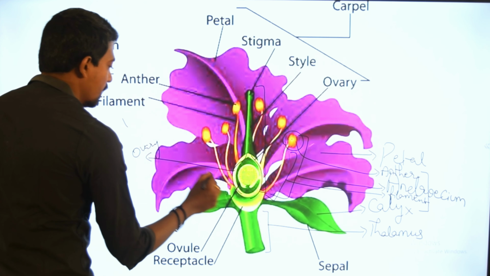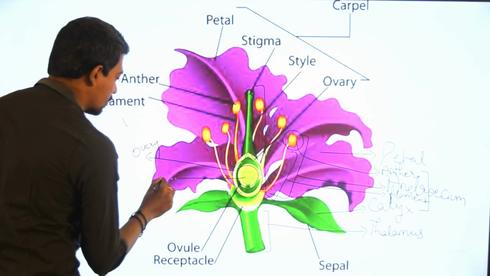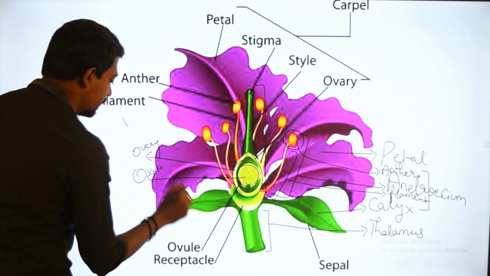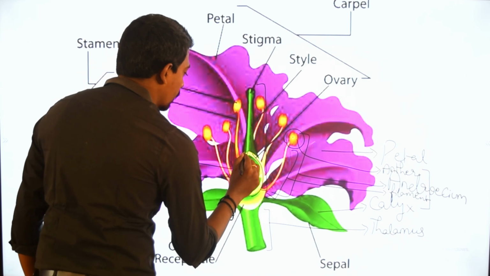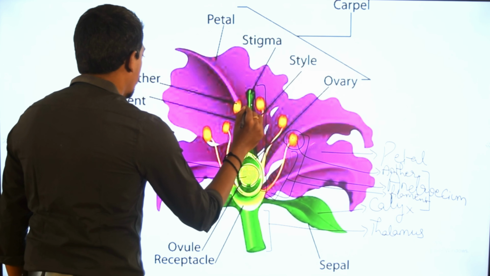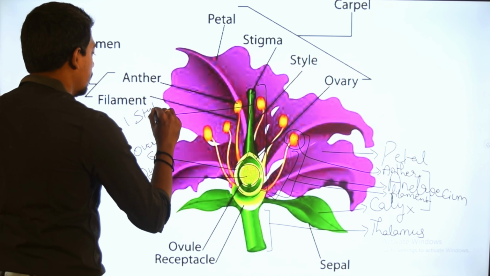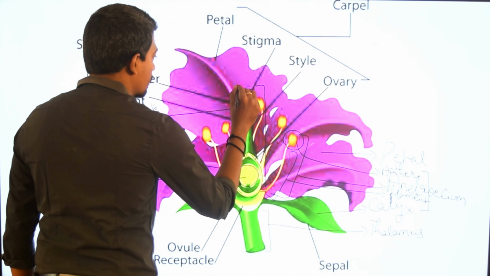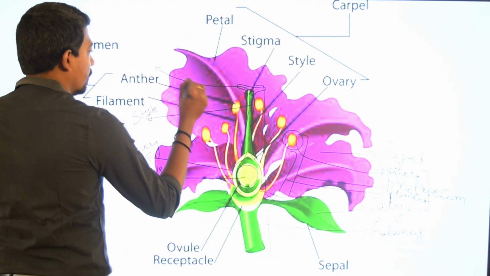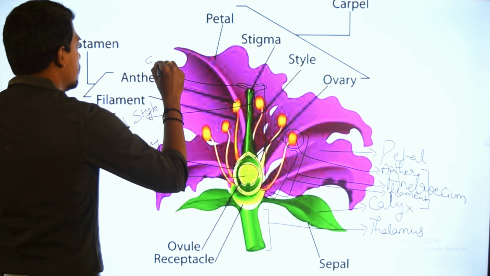O-V-A-R-Y, ovary. Inside the ovary, it is given a light green color called the ovule, O-V-U-L-E, already marked here, and then followed by a long slender tube called the style, and then followed by, this is the very important place here, which is going to receive the pollen grain during the process of pollination, called the stigma.